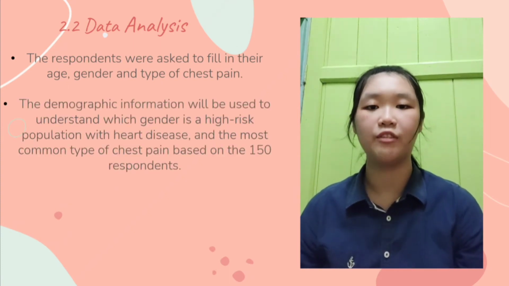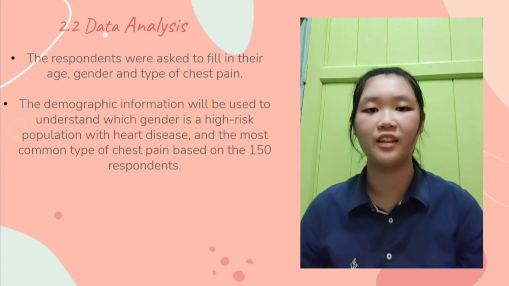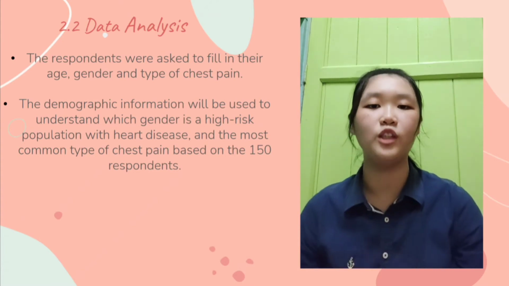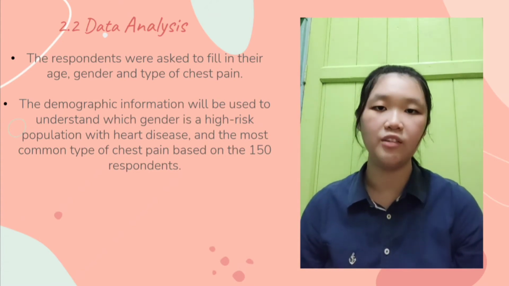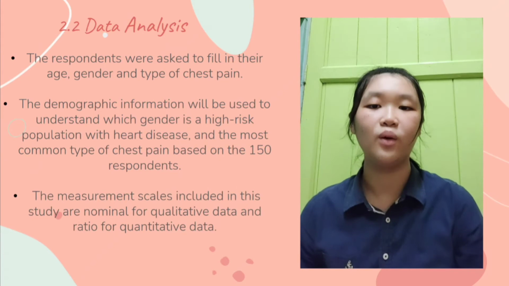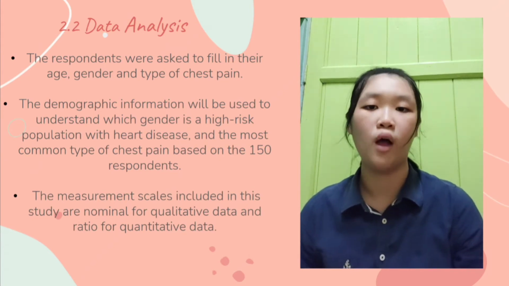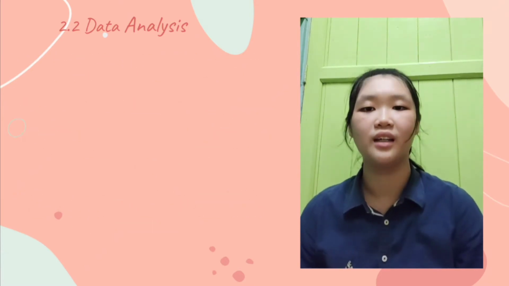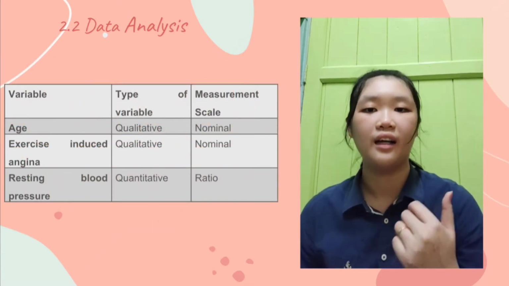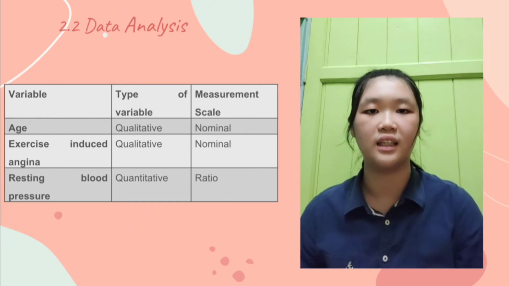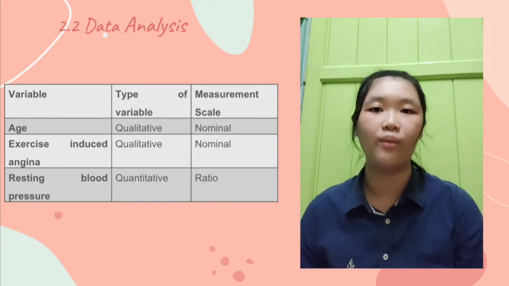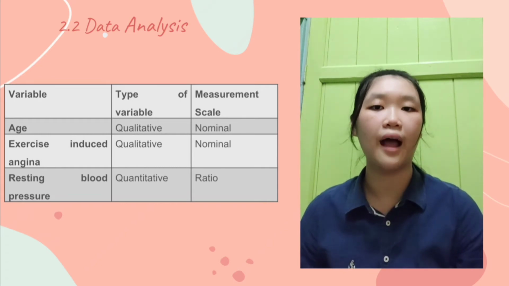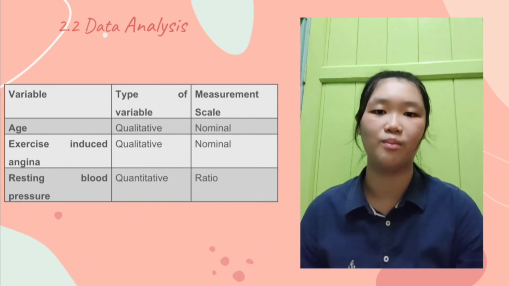The demographic information will be used to understand which gender is a high-risk population for heart disease and the most common type of chest pain based on the 115 respondents. The measurable scales included in this study are nominal for qualitative data and ratio for quantitative data. For example, the variables of age and exercise induced angina are qualitative and nominal, while the measurable scale of resting blood pressure is ratio and the type of variable is quantitative.